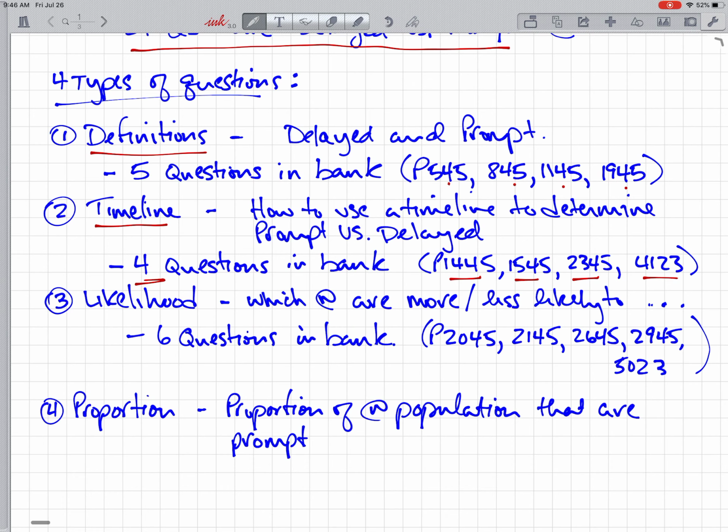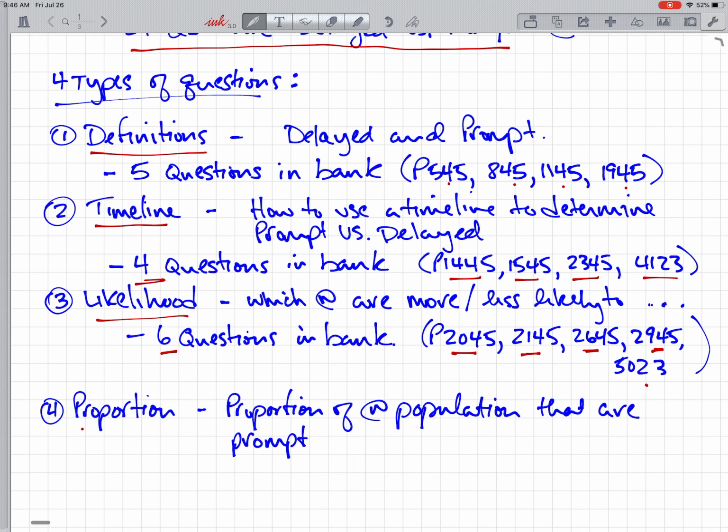All right, the next type of question out of the 22 is going to be likelihood. It's going to say which neutrons are more or less likely to do something, and then you have to pick prompt neutron, thermal neutron, or delayed neutron. There are 6 questions in the bank about that: P2045, 2145, 2645, 2945, and 5023.